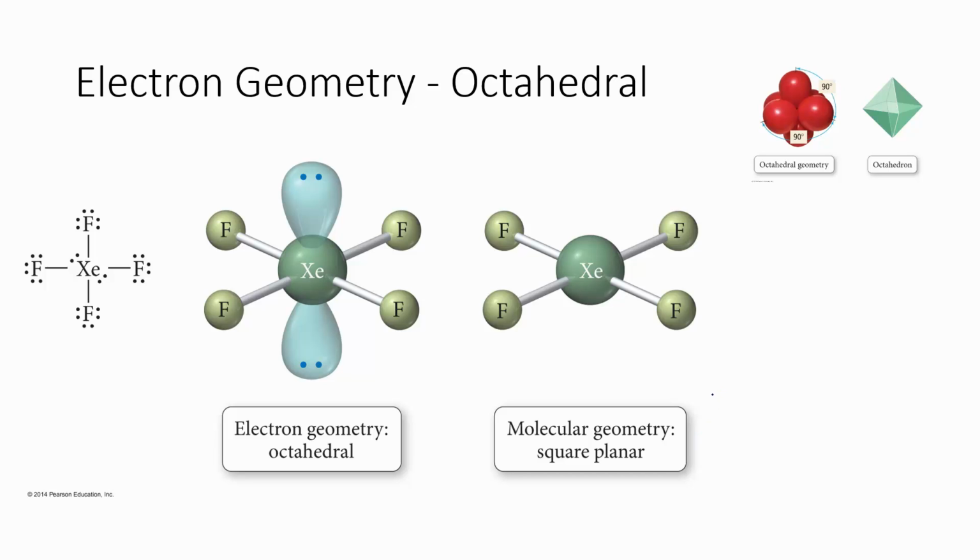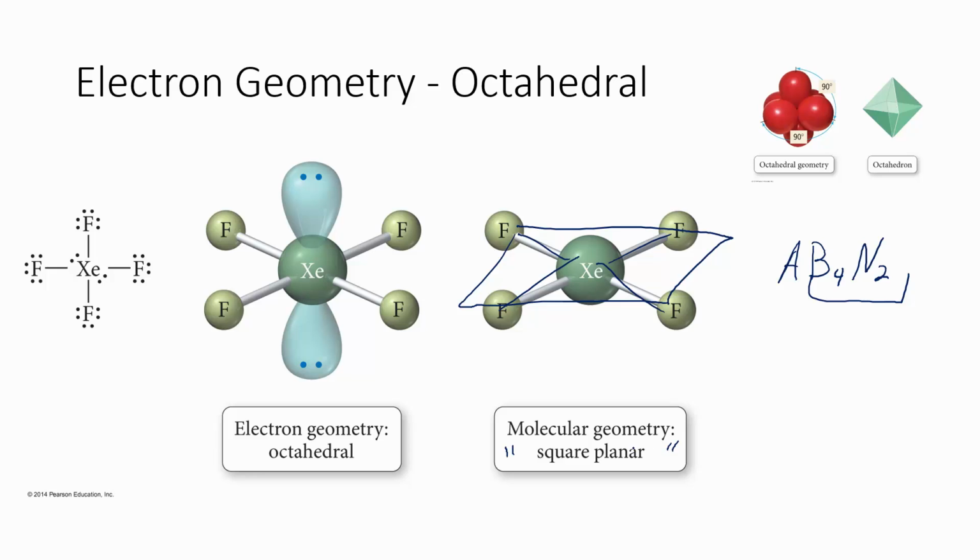If we take off a second lone pair, that lone pair is going to want to be as far away from the other lone pair as possible, because those push on each other pretty hard, and what we're left with then is just the square. So if we have AB4N2, we still have 6 things attached, but when we look at just the atoms, the A's to the B's, we end up with a molecular geometry of square planar.